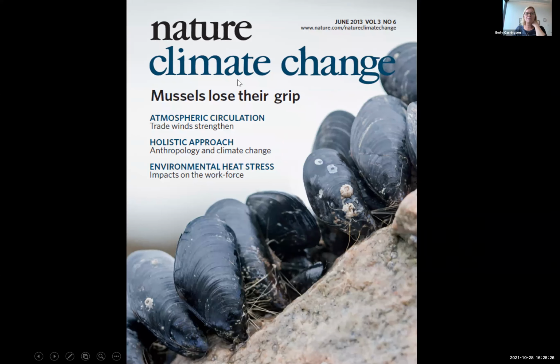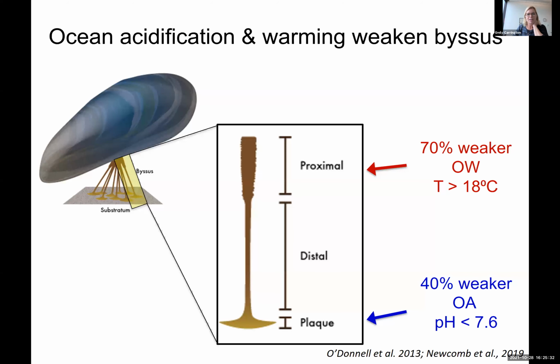And I'll tell you that we think a lot of these will be associated with climate change. These conditions are associated with climate change. So the main factors that we found are ocean acidification and warming. We both expect those to cause weaker byssus. We have found that if we increase water temperature, and it needs to be above 18 degrees for Mytilus trossulus, that the byssal threads they produce are 70% weaker.